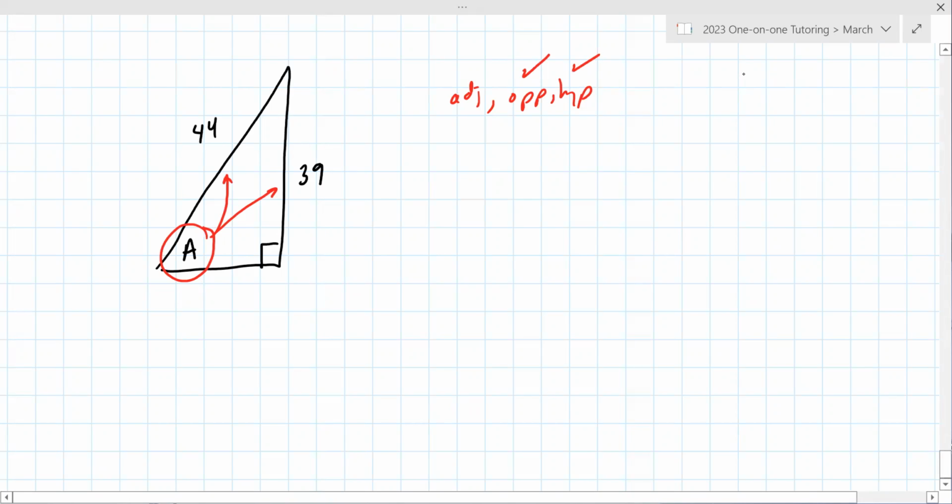In this case, we're going to use hypotenuse and opposite, so we would use sine. So the sine, but we don't know the angle. So we write sine A equals 39 over 44. Now, do you remember from class how to undo a sine? It's okay if you don't, I'm just asking.